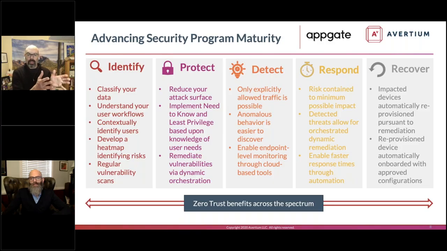And that's just in the identify column. And across the other areas, it's very straightforward for organizations to just start with what may be a low level of maturity and build on it. Zero trust really gives you the tools to do that easily and simply.